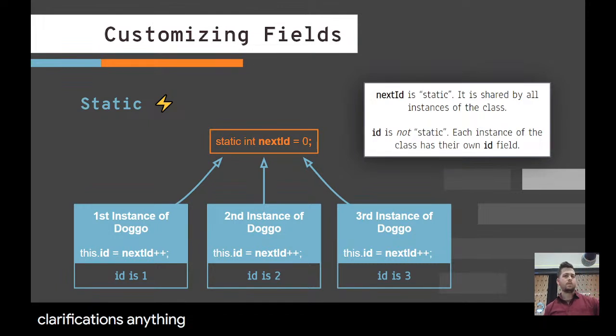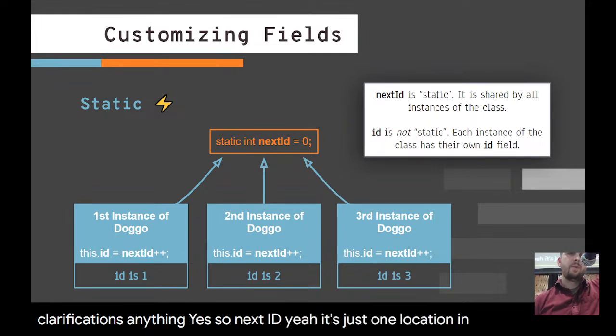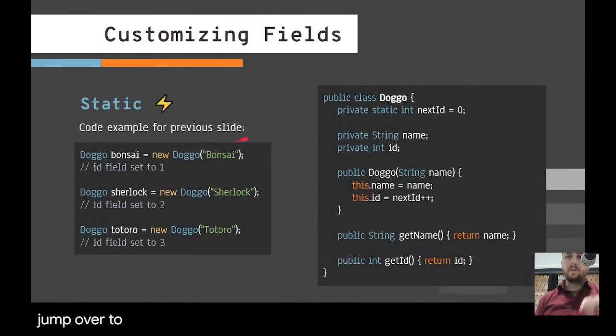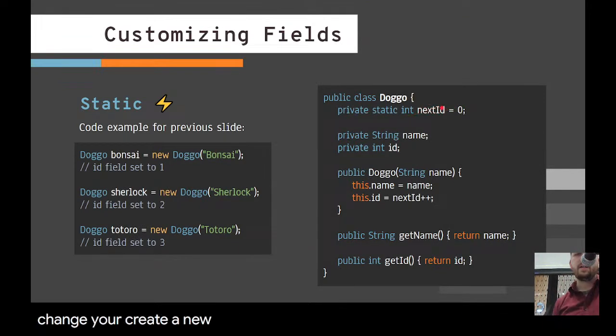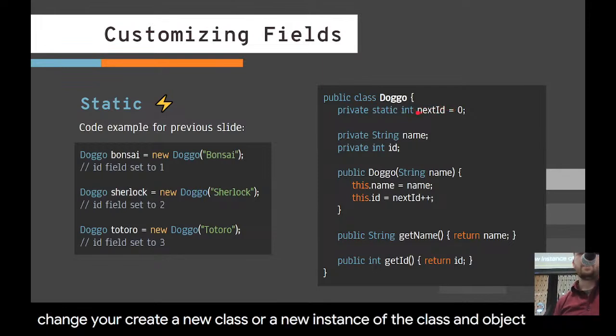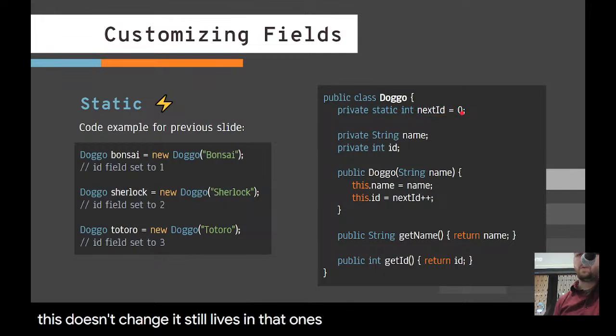That is the same field in memory, right? But they're all sharing the same memory location. Right, yes. So next ID, it's just one location in memory. Let me jump over to the class. So this is one location in memory. And every time we create a new instance of the class, a new object, this doesn't change. It still lives in that one spot in memory.